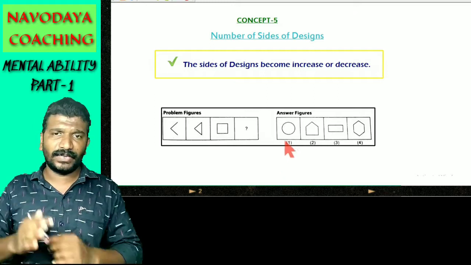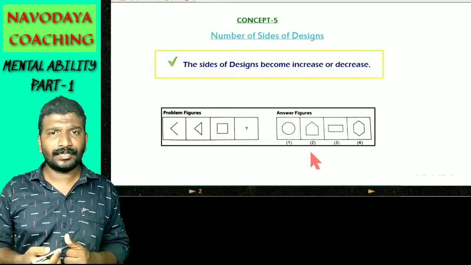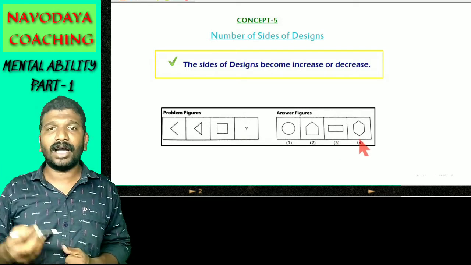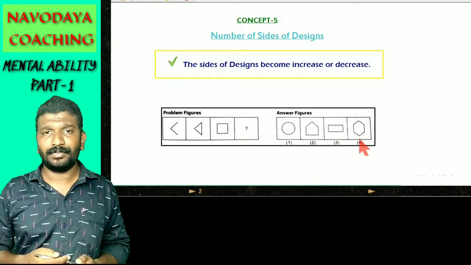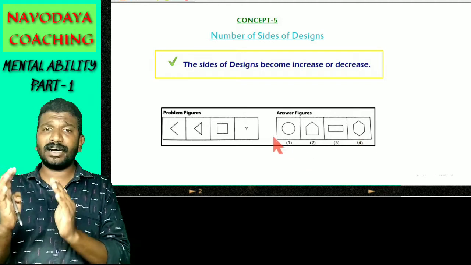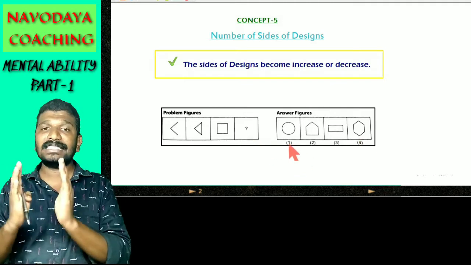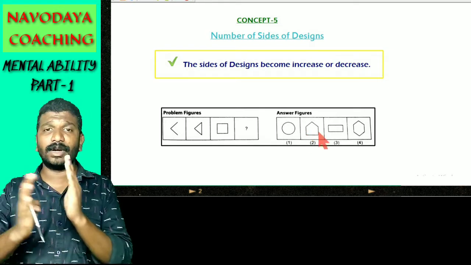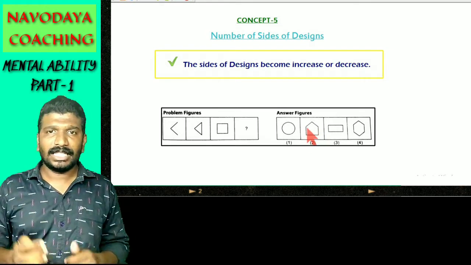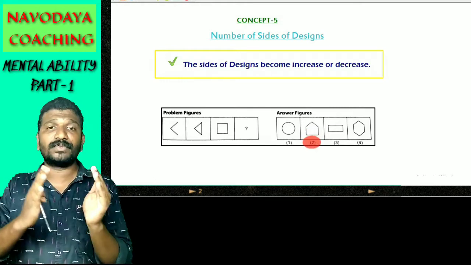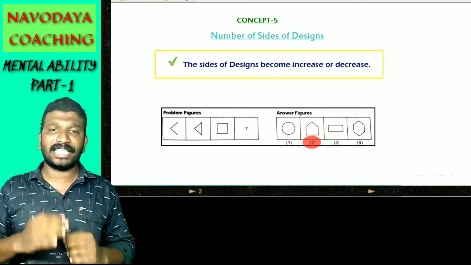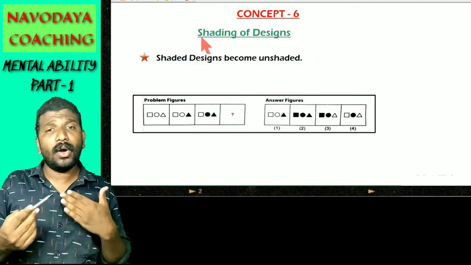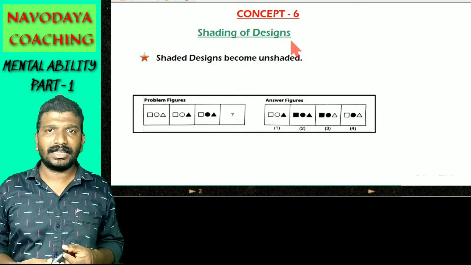Shall we go to the answer figures? First one circle, second one pentagon, third one rectangle, and the fourth one hexagon. Means the answer is a 5-sided figure. That is the second one. The second one is the answer. That concept is number of sides of the designs.